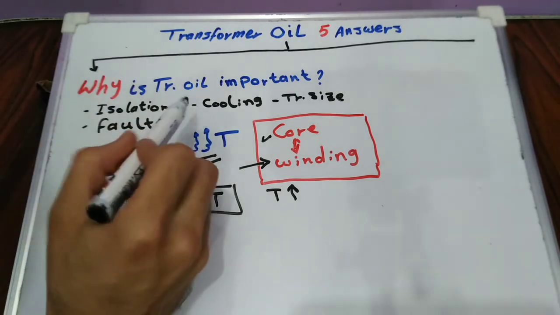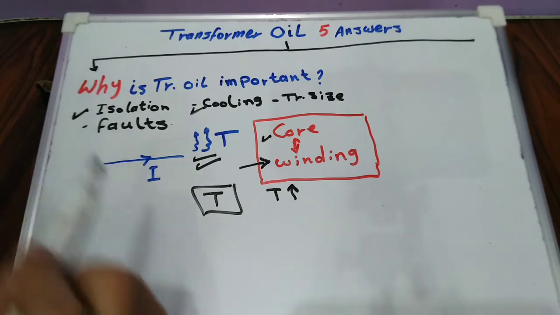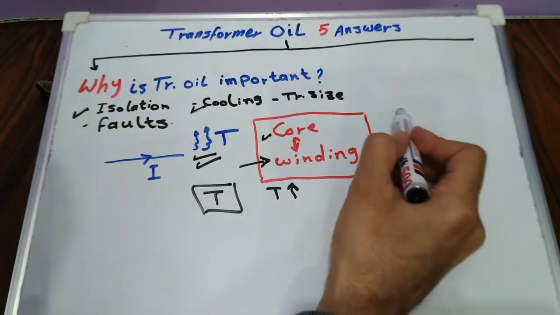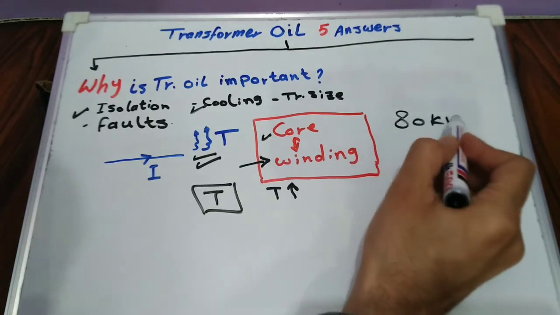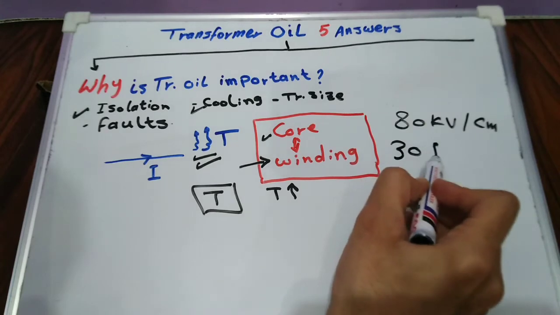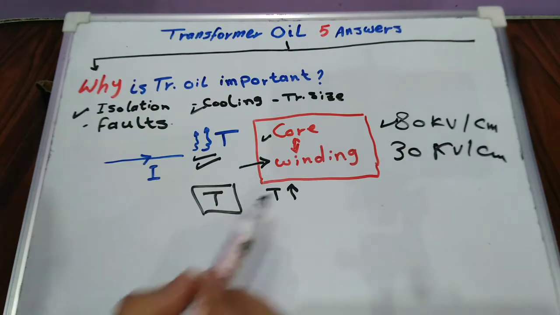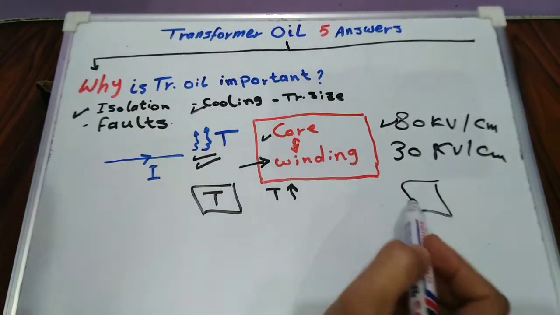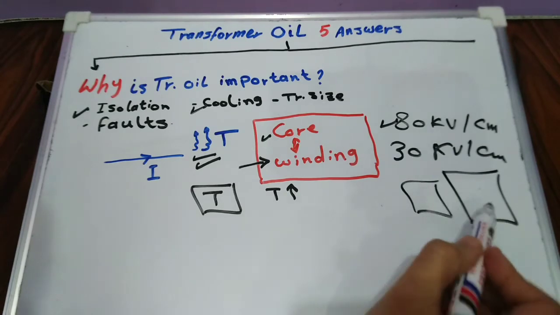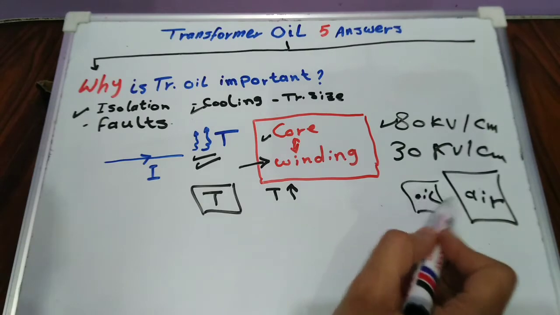The second reason is isolation. Oil plays an important role to increase the isolation between the windings and the core. Oil dielectric strength is greater than the air dielectric strength. Oil dielectric strength is 80 kV per centimeter, while for air is 30 kV per centimeter. This high value of dielectric strength decreases the overall size of the transformer. This means that an oil-immersed transformer is lesser in size than a dry-type transformer of the same power ratings and voltage level. Transformer oil has some other important jobs.